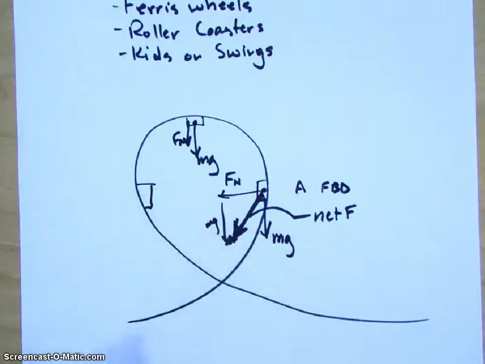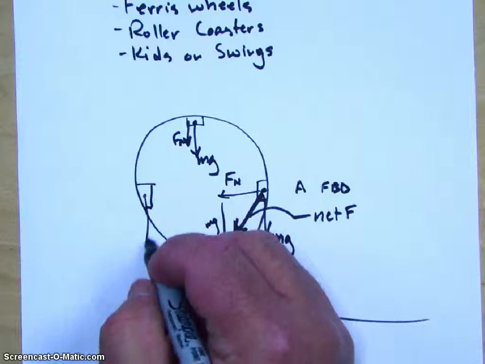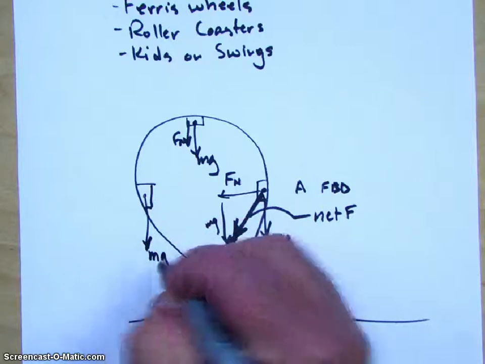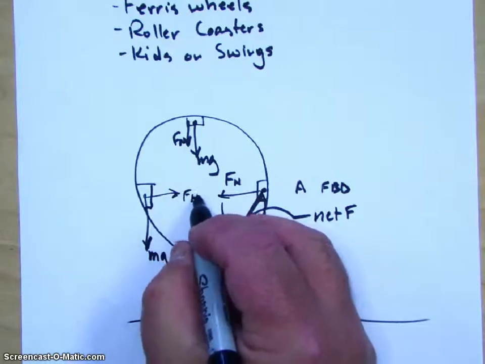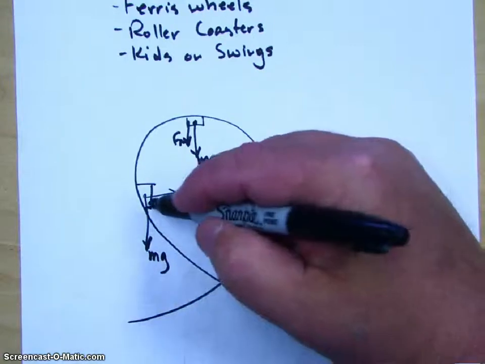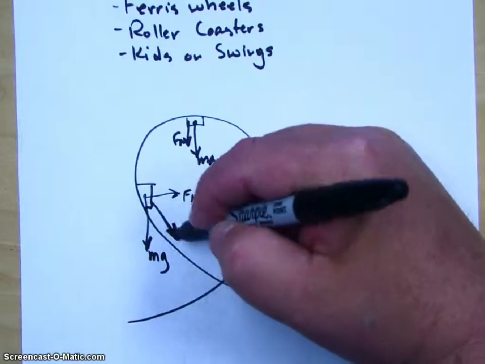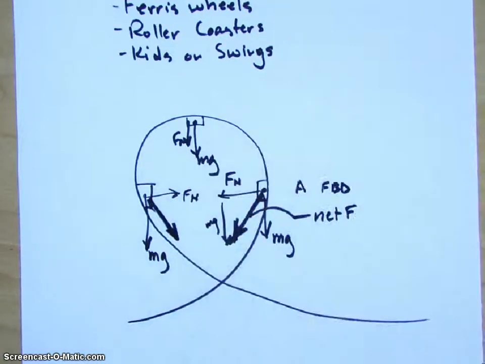Now, if I have this over here, what I'm going to have now is mg acting down towards the center of the earth again, but now the normal force is pointing into the center of the circle. The net force is going to be out there. So again, your net force is going to change as you go around that circle.